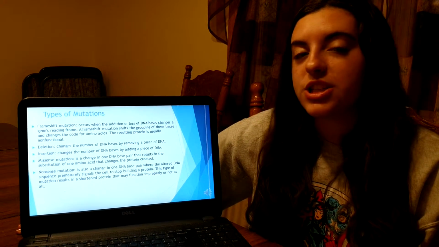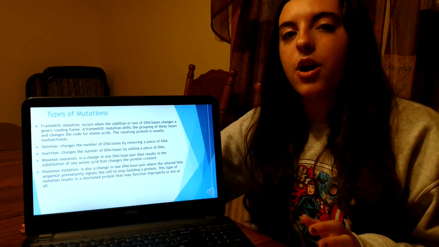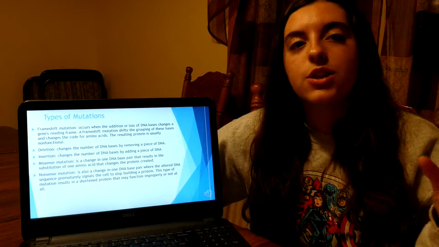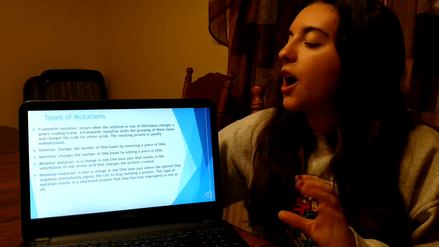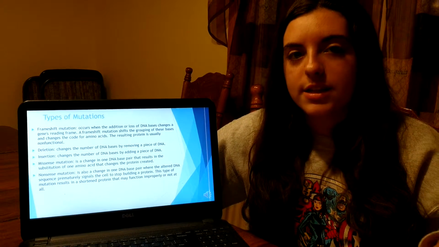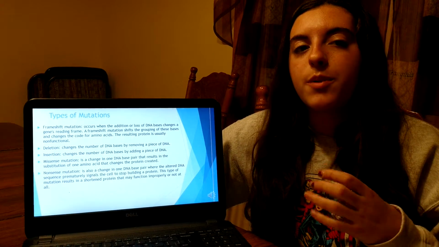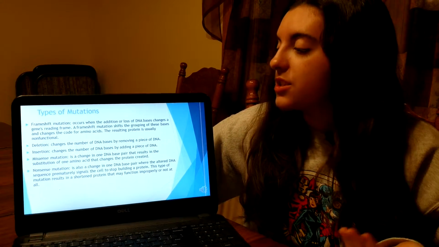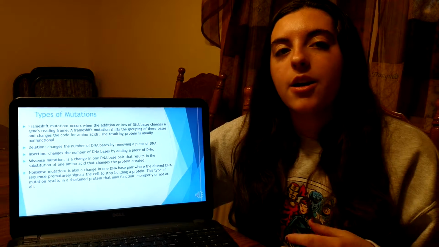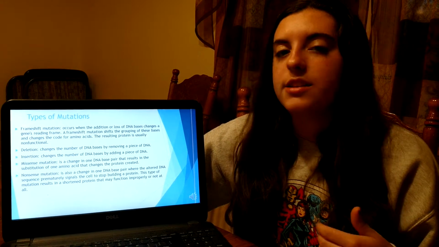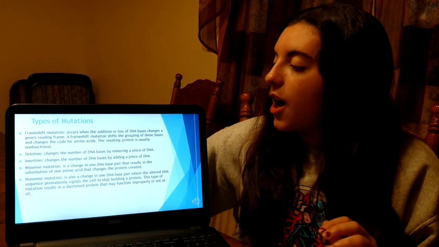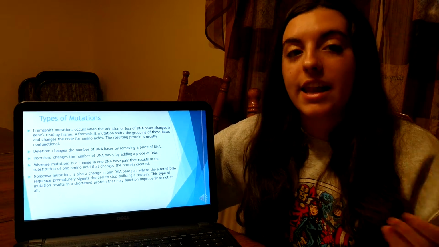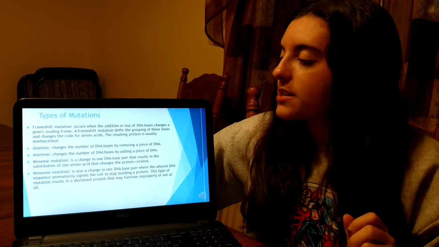A frameshift mutation is when you have an addition or subtraction of a base which shifts the grouping of your codons. And this messes up all the amino acid sequences by shifting what protein will be made. Next, a deletion is a change in the number of DNA bases by removing a DNA base. An insertion is the change of the number of DNA bases by adding an additional DNA base.